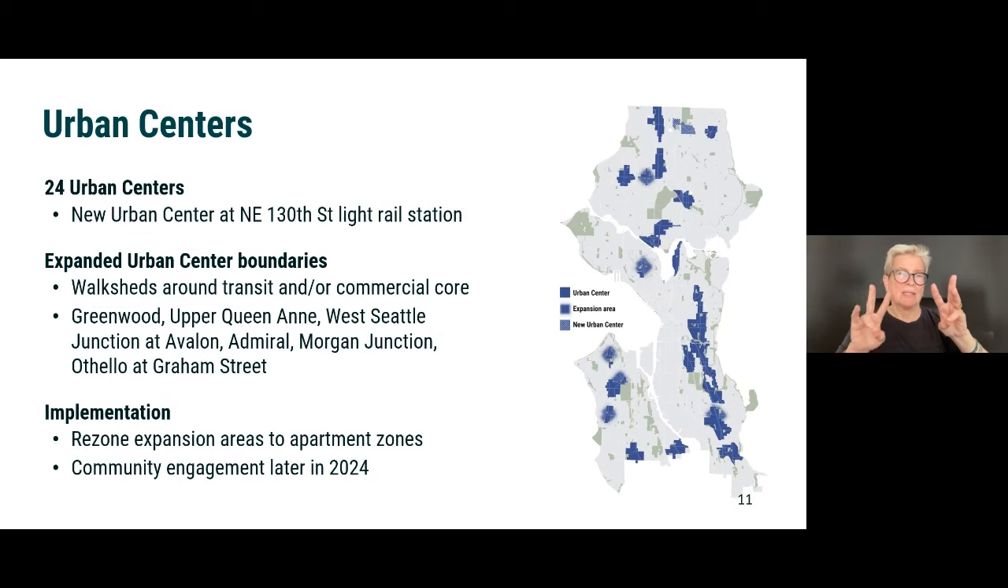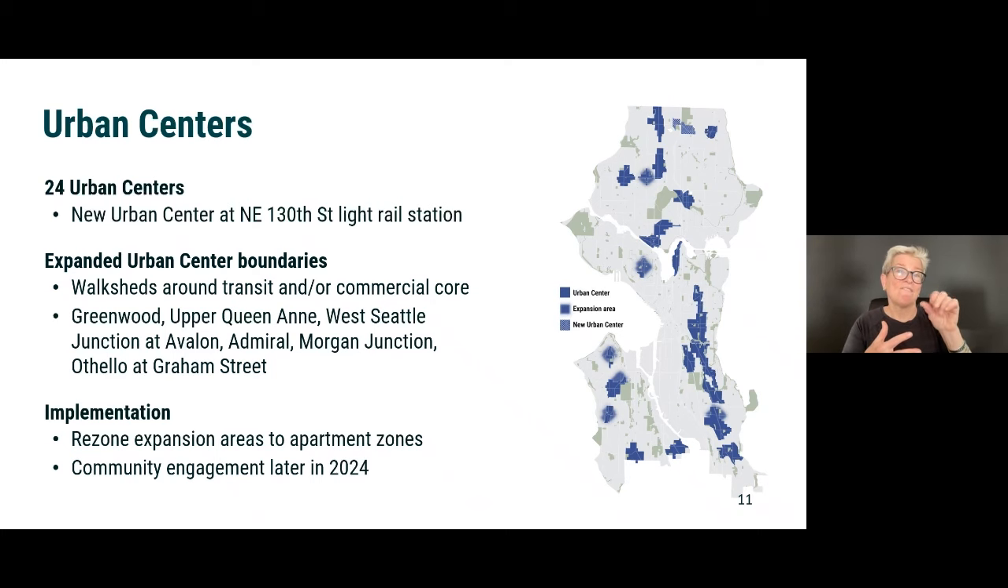Next slide. There are 24 urban centers that exist today. We are proposing to add a new urban center at the Northeast 130th Street Light Rail Station in recognition of that major investment. We're also proposing to expand urban center boundaries in seven places. And those are places that today have a new light rail station that's coming in, such as Othello at Graham Street, West Seattle Junction at Avalon.